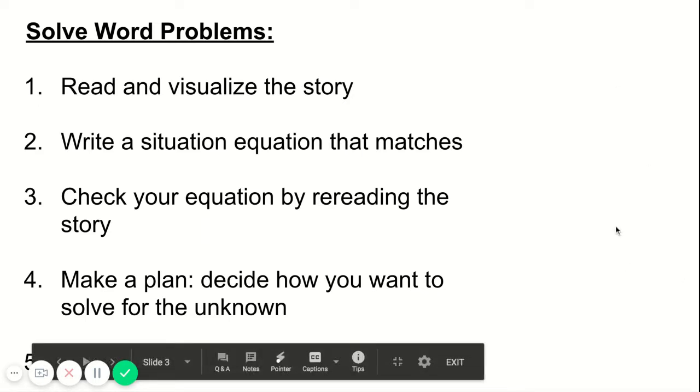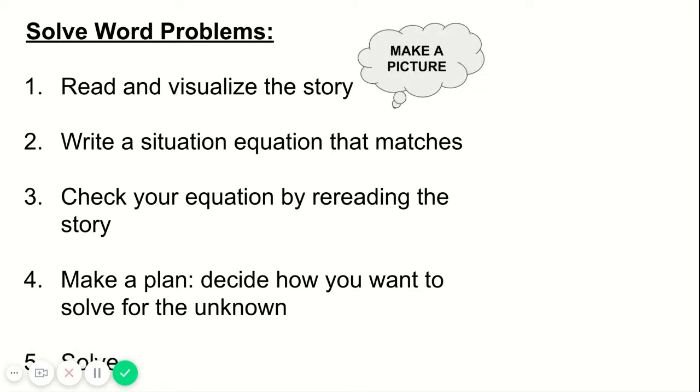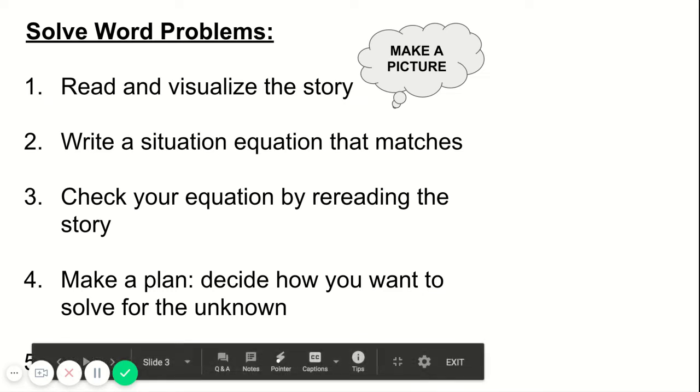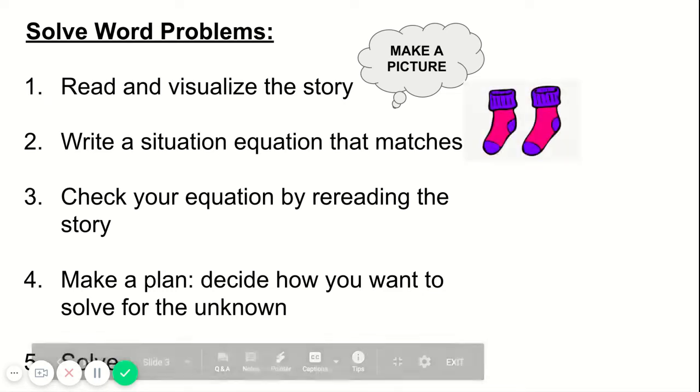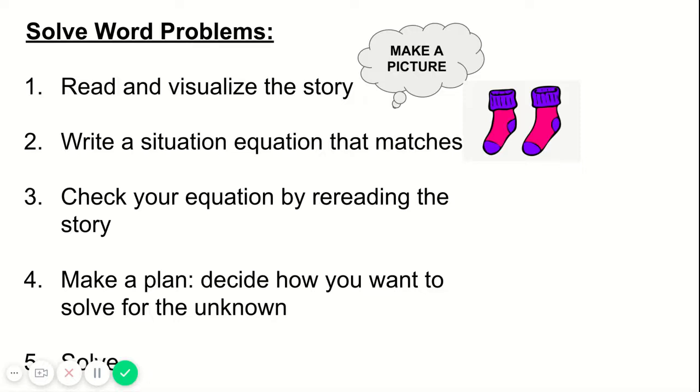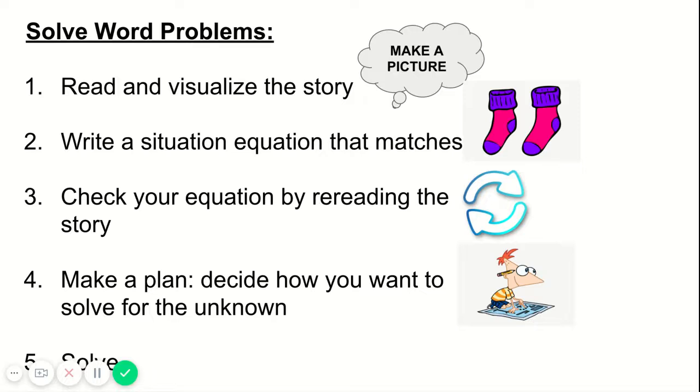Let's review those steps one more time. First, I want you to read and visualize the story by making a picture of what's happening in your mind. Then, I want you to write a situation equation that matches what's happening in the story. After that, I want you to check your equation by rereading the story to yourself and making sure it matches what's happening in the story. Then you'd be ready to make a plan and decide how you want to solve for the unknown. Your last step then will be to solve and get your answer.